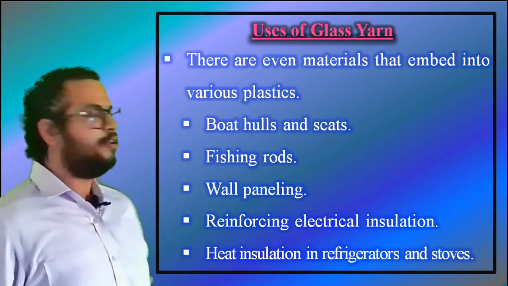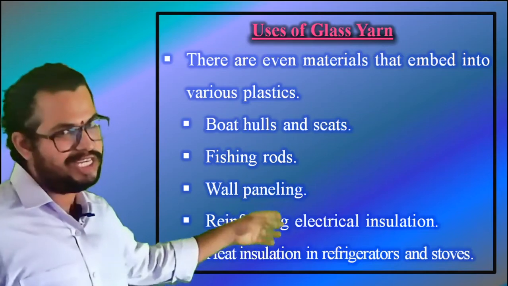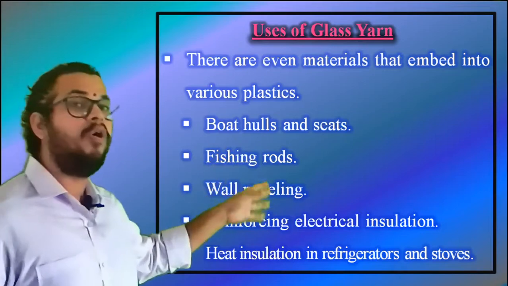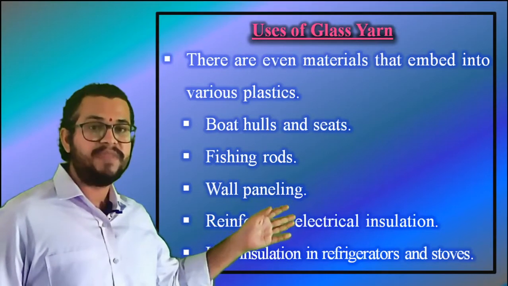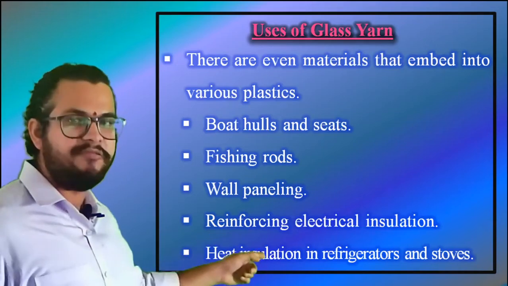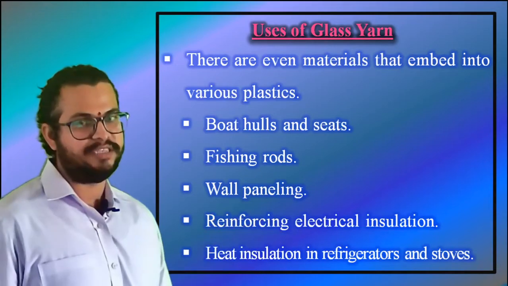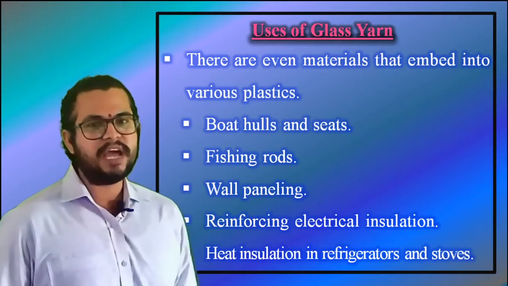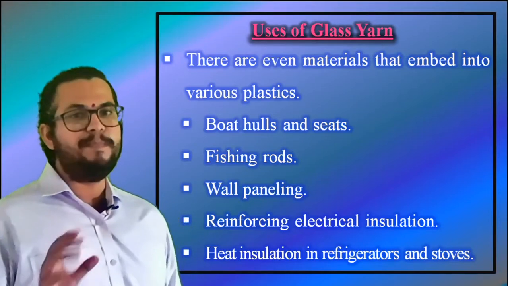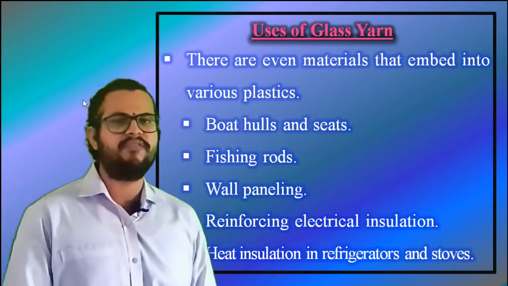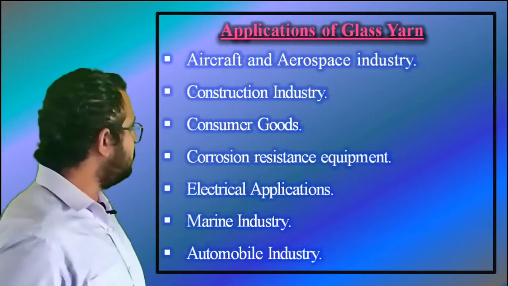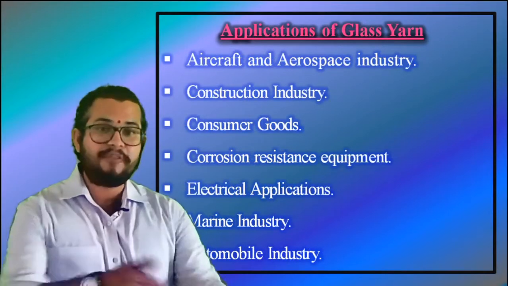We also have some other types of glass fibers which are embedded into various plastics for increasing the strength. They are used in boat hulls and seats, fishing rods, and wall paneling. Some other types of glass fibers are used for reinforcing electrical insulations. Yet another type of glass fibers is used for batting for heat insulation in refrigerators and stoves, etc.